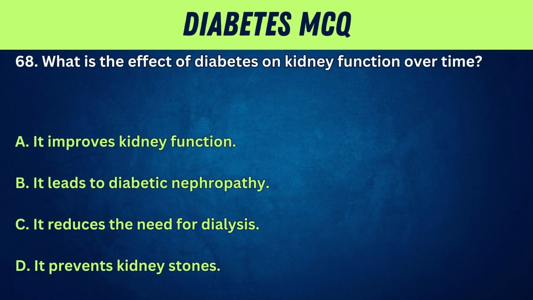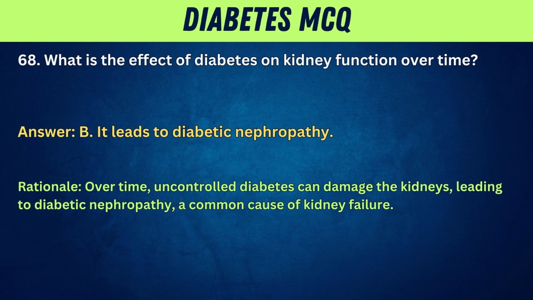68. What is the effect of diabetes on kidney function over time? A. It improves kidney function. B. It leads to diabetic nephropathy. C. It reduces the need for dialysis. D. It prevents kidney stones. Answer: B. It leads to diabetic nephropathy. Rationale: over time, uncontrolled diabetes can damage the kidneys, leading to diabetic nephropathy, a common cause of kidney failure.